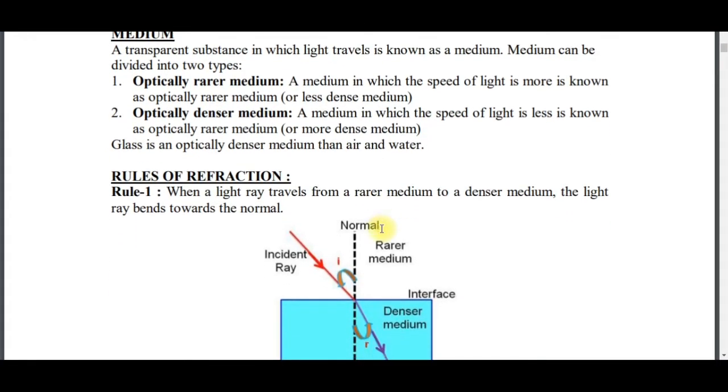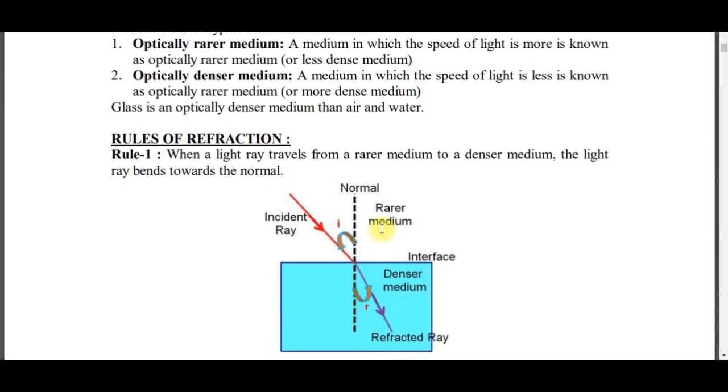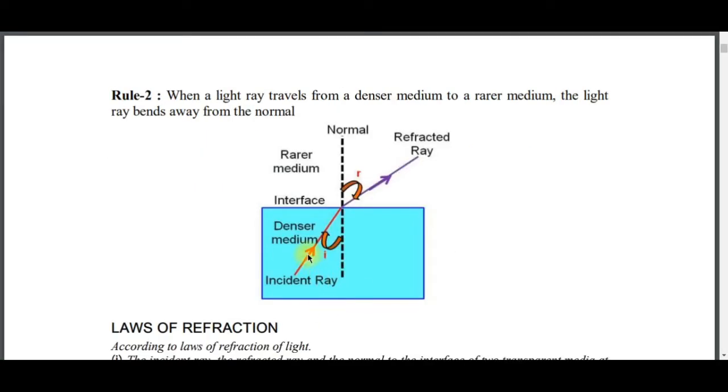So there are some rules of refraction which we have to keep in mind. The first one is, when a light ray travels from a rarer to a denser medium, that is, from more speed to less speed, the light ray will bend towards the normal. Here the speed is high, here the speed is low, so it will obviously bend towards the normal. Next case: if it is coming from the denser medium and going towards the rarer medium, then the ray bends away from the normal, not towards, because there the speed was less, so it bent towards the normal. Here the speed is high, so it will be away from the normal. That is how you remember it.